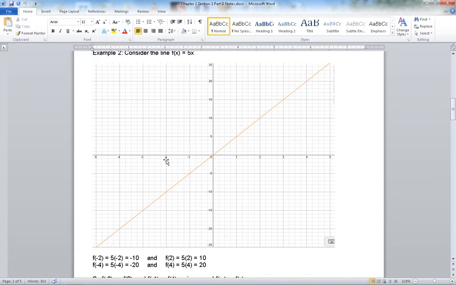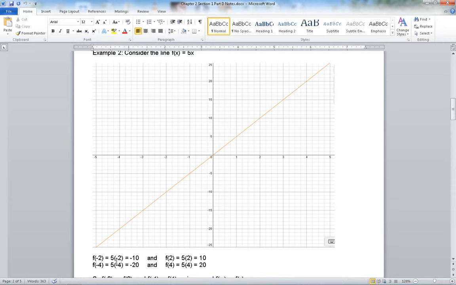If we start at negative 2 and take 5 times negative 2, we get negative 10. What if we get f evaluated at positive 2? Now we're evaluating at 2, so 5 times 2 would be positive 10. So we see that f of negative 2 is negative 10, and f of positive 2 is 10. So f of negative 2 equals negative f of 2, because negative 10 equals negative of 10, right?